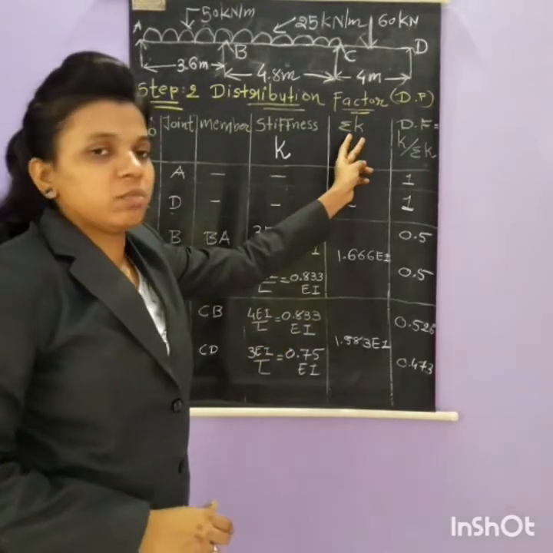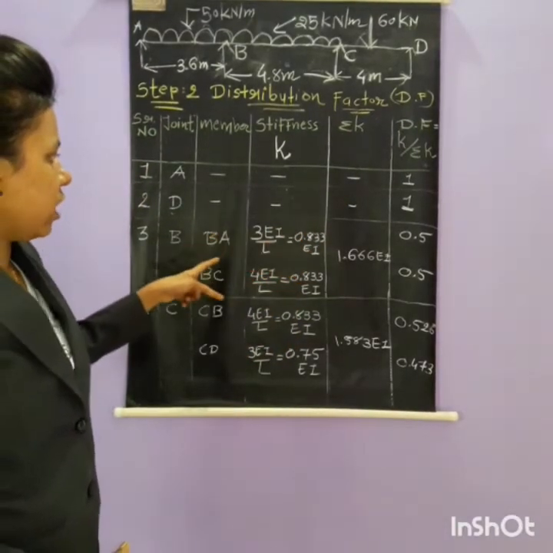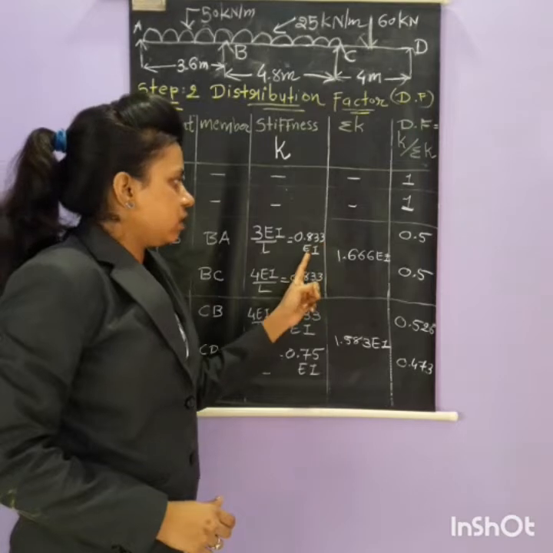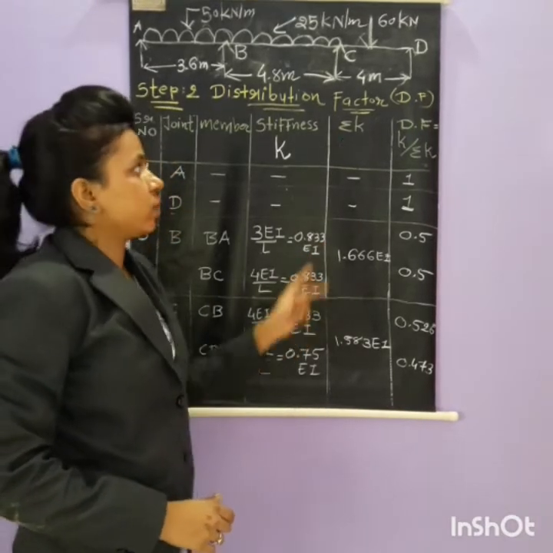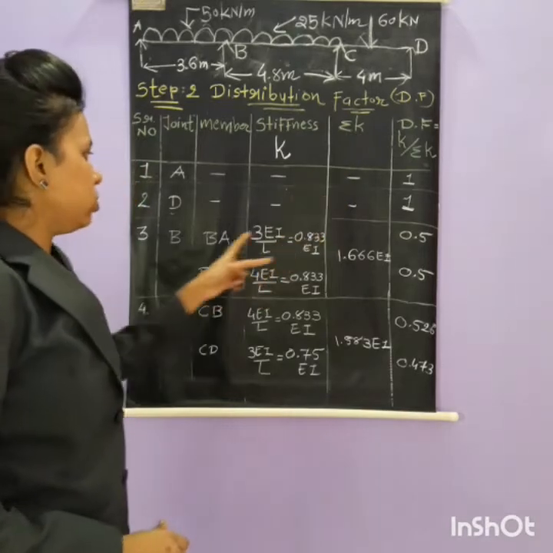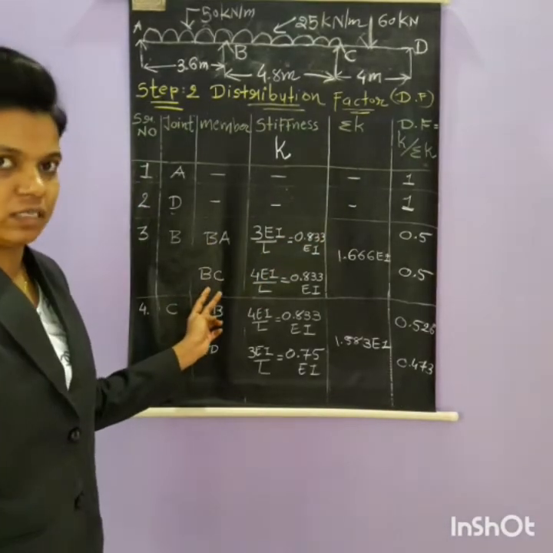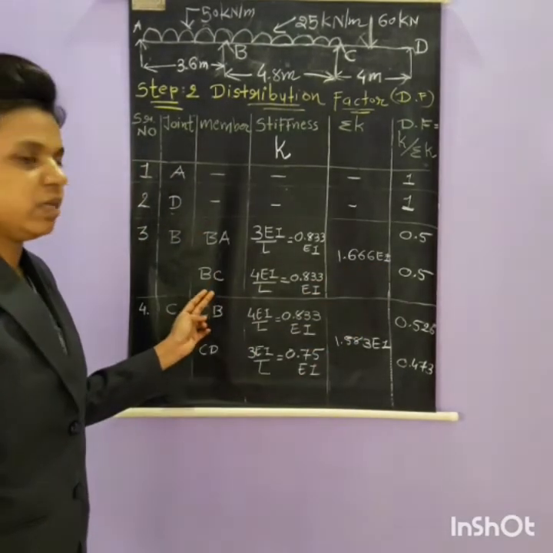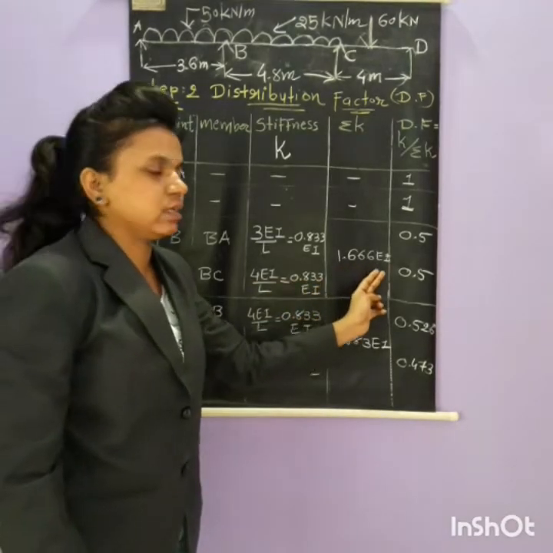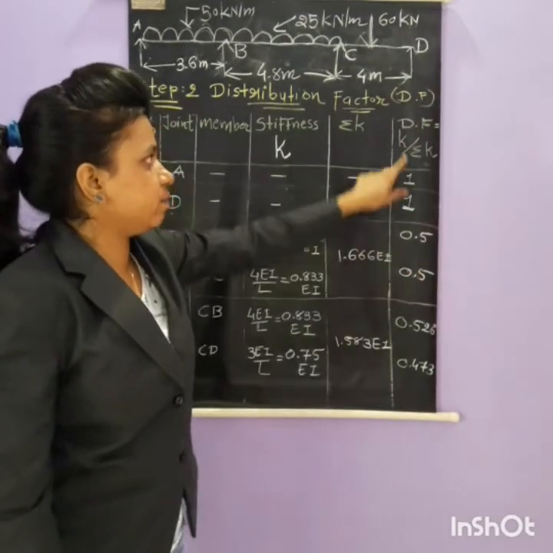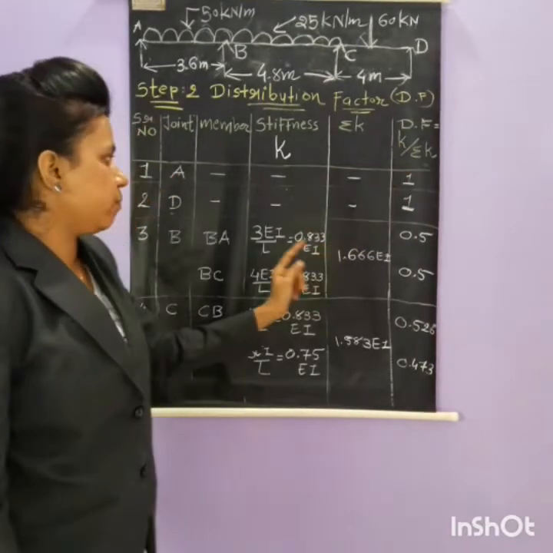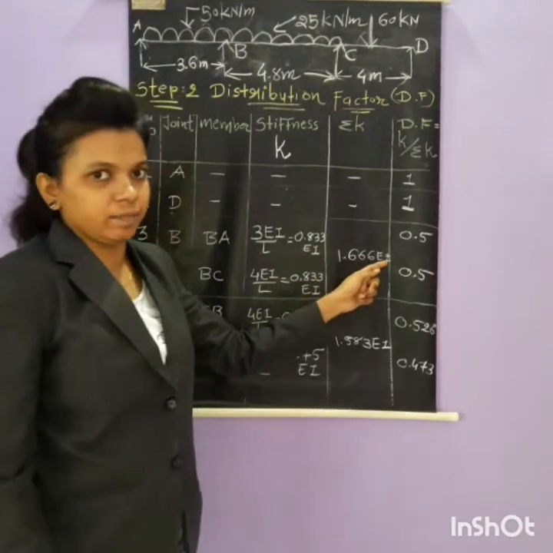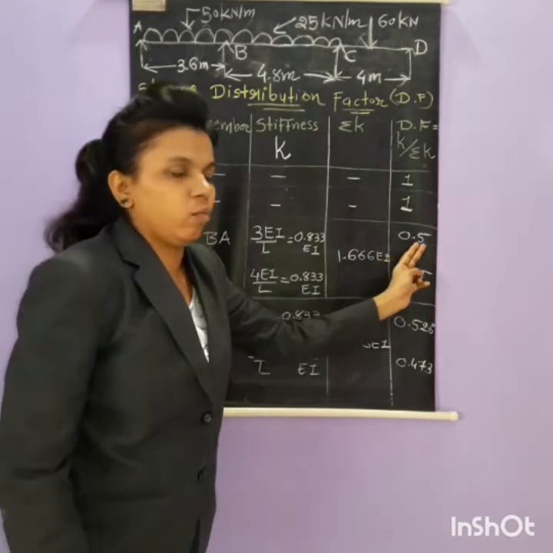Now next one is summation of K. The stiffness of member BA and member BC are 0.833 EI, 0.833 EI. Summation of K is the stiffness of BA plus the stiffness of BC, which is 1.666 EI. Now the distribution factor is K divided by summation of K, means 0.833 EI divided by 1.666 EI. The answer will be 0.5.